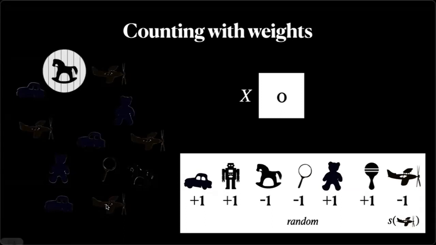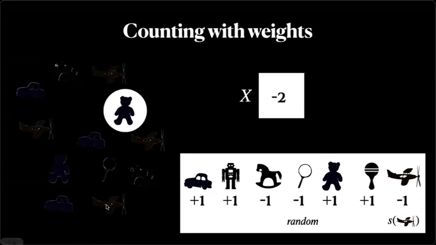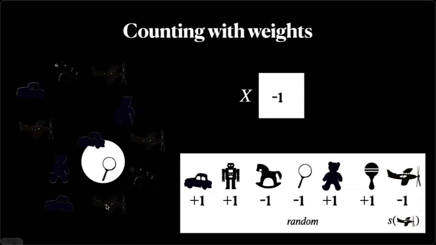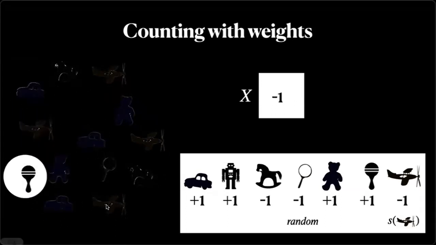And now, assuming that we have access to these weights, we can maintain a counter. We see a horse, we subtract 1. We see an airplane, we subtract 1. We see a teddy bear, we add 1, and so on and so forth. So for each object, we add its weight, and we end up with some number, in this case, 0.